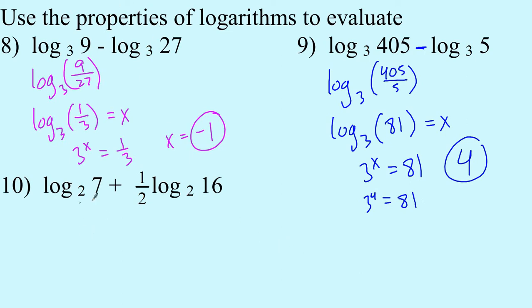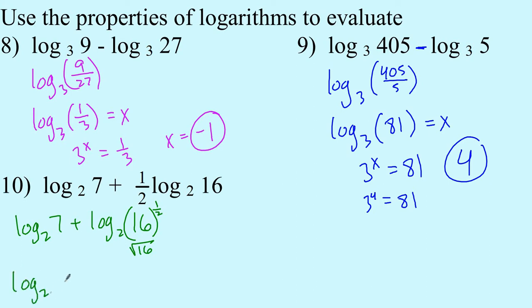Okay, let's do another one. Here, I can't combine them yet because I have a number out front. So this is going to be log base 2 of 7 plus log base 2 of 16 to the 1/2. Well, 16 to the 1/2 is just the square root of 16. So now we have log base 2 of 7 plus log base 2 of 4. We add those logs together, and we get log base 2 of 28.